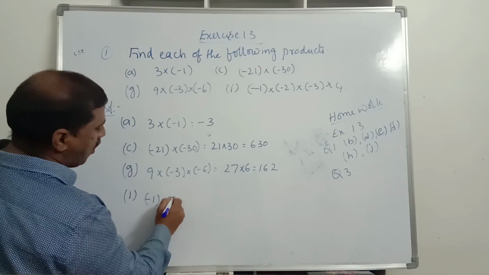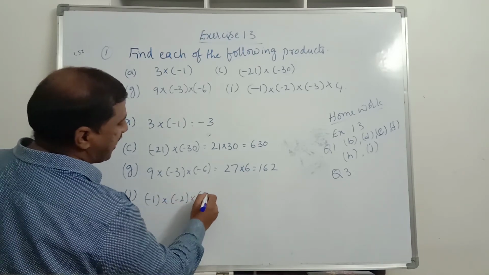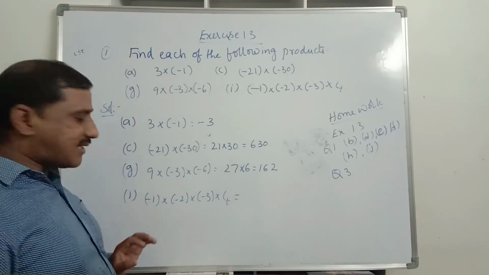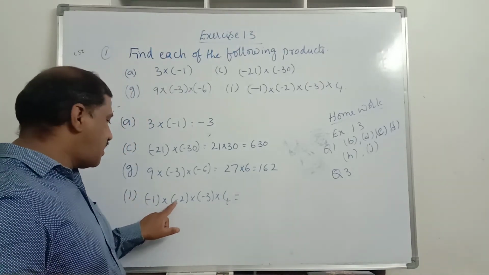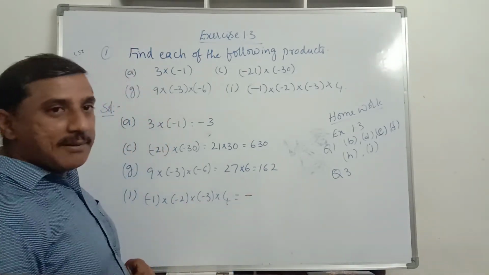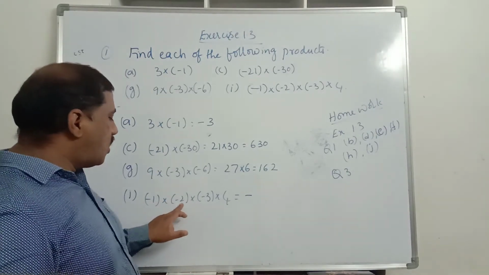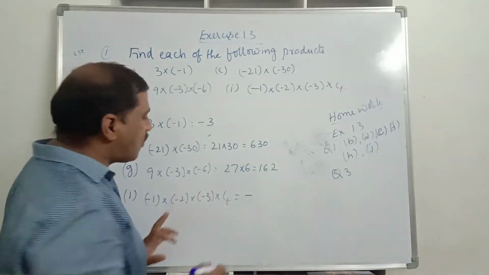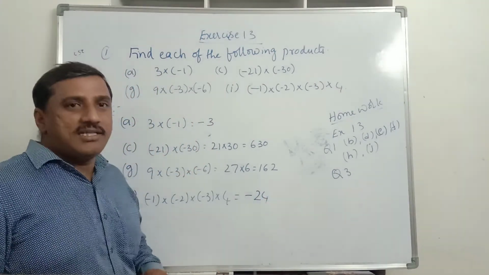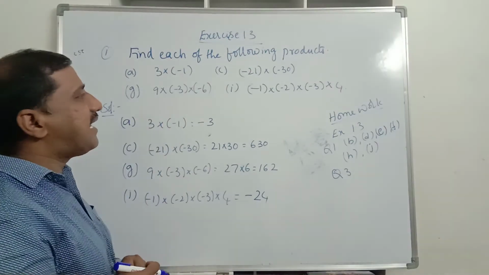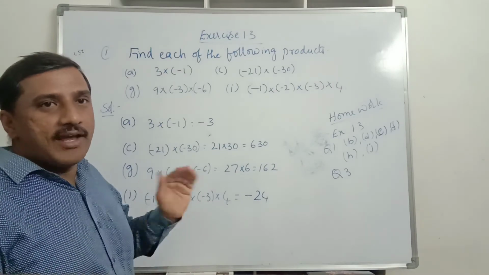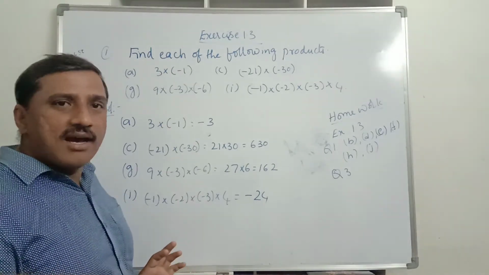Next the sum is I. Minus 1 into minus 2 into minus 3 into 4, that is equal to, multiply the arithmetic signs. Minus into minus plus, plus into minus minus, minus into plus it is minus. Multiply the numbers. 1 into 2, 2, 2 into 3, 6, 6 into 4 it is 24. Therefore the result is minus 24. Like this we will multiply the integers. Two steps are involved. First step is multiply the arithmetic signs, then multiply the numbers and we get the result.